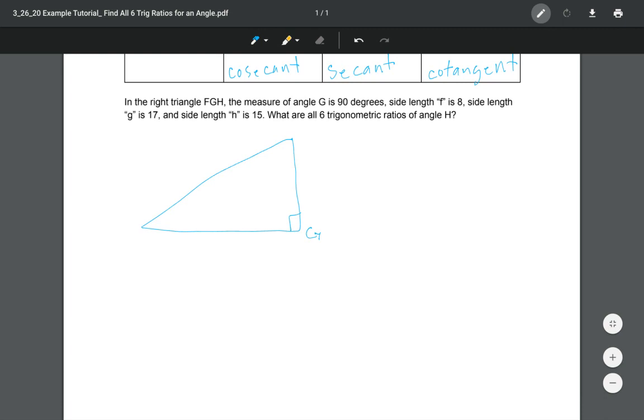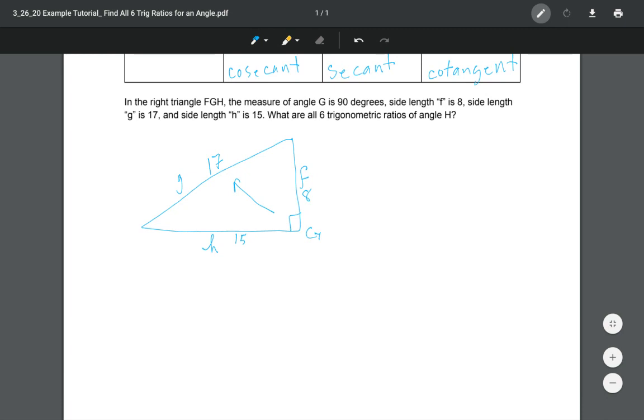My side length F is 8 and side length G is 17. Well, side length G will always be across from angle G, and that's going to be a small g to represent side length G, and I already know that's 17. I have 2 other sides. I have F and I have H. H is 15 and F is 8, so H I'm going to put on the longer side here, and that's 15. And I will put F on the other side, and F has a length of 8.